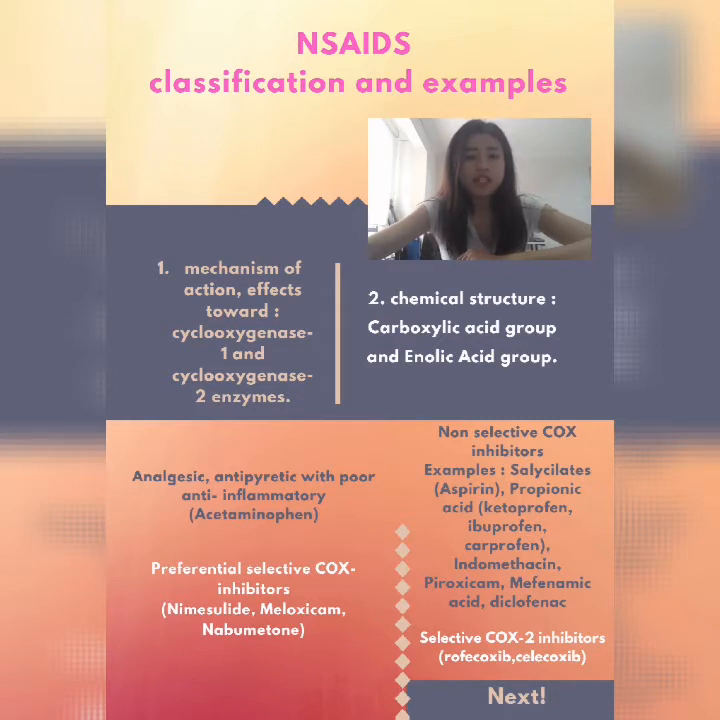First of all, the analgesic, antipyretic with poor anti-inflammatory NSAIDs such as acetaminophen, and preferential selective COX inhibitors. We have the examples of nimesulide, meloxicam, nabumetone. Thirdly, the non-selective COX inhibitors. We have salicylates, aspirins, propionic acids such as ketoprofen, ibuprofen, carprofen, indomethacin, piroxicam, mefenamic acid, and also diclofenac. Lastly, selective COX-2 inhibitors such as rofecoxib and celecoxib.